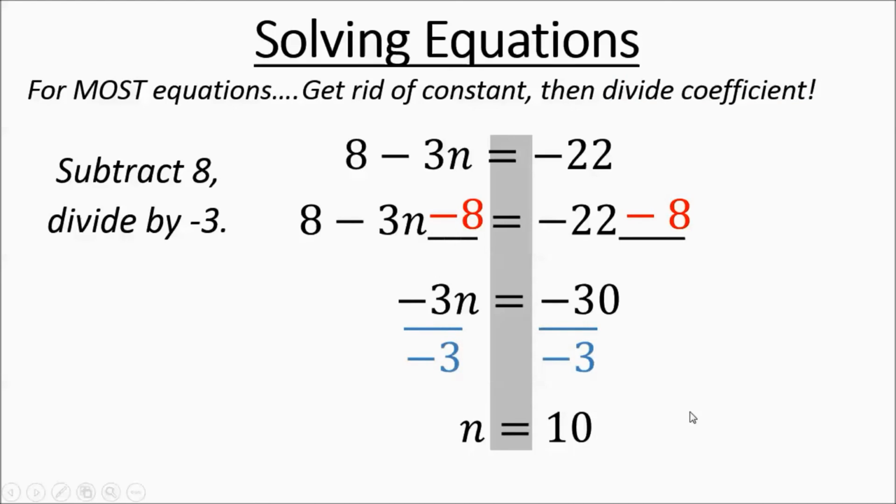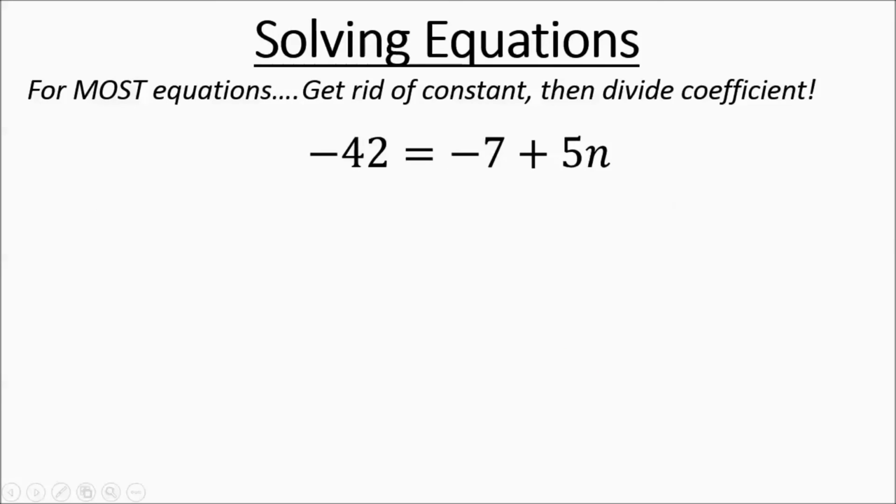When you plug a 10 back up in here, 3 times 10 is 30, so 8 minus 30 does give you negative 22. We have one more here. So we're going to focus on the right side of the equation sign. We're going to want to add 7 and then divide by the 5.